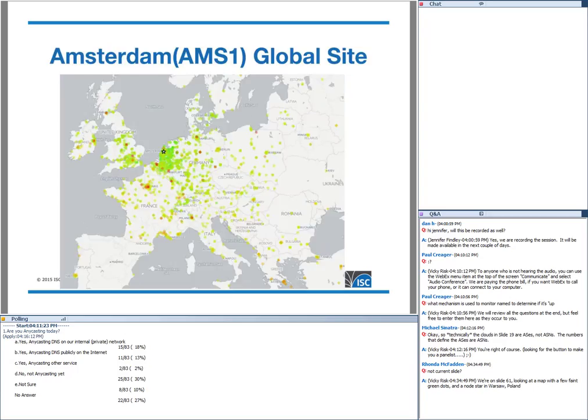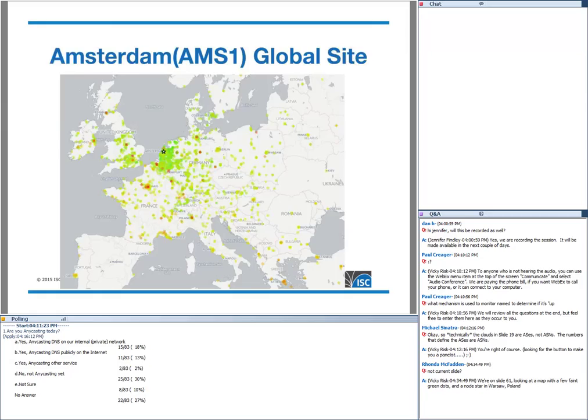So here is a vantage point of all the probes hitting our Amsterdam global site in the Netherlands. What I want to point out is a number of countries where you don't see many probes hitting it. If you look at Spain, you see a couple. If you look at the Ukraine, there's a few there. And then especially look at the Czech Republic, it does not even look like there was one probe there. So we looked into that a little bit further because it seemed very unlikely that there were no probes in the Czech Republic. And next slide.